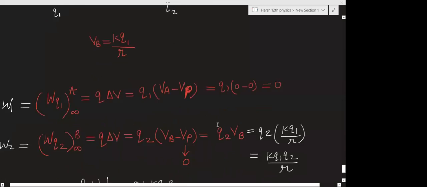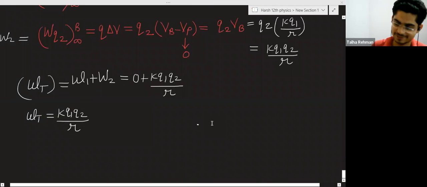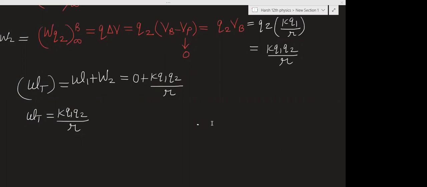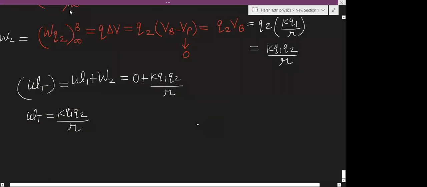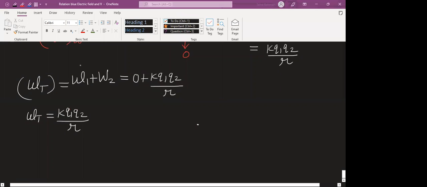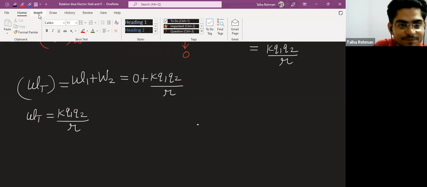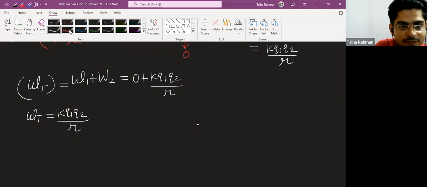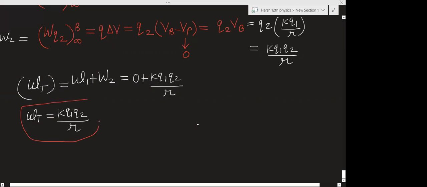So, Harsh, what is the formula of work done? The charge into potential difference, sir. Q1, Q2 by R. Total work done. So total work done is Q1 Q2 by R. Is that correct? Yeah, you are correct. This is total work done.